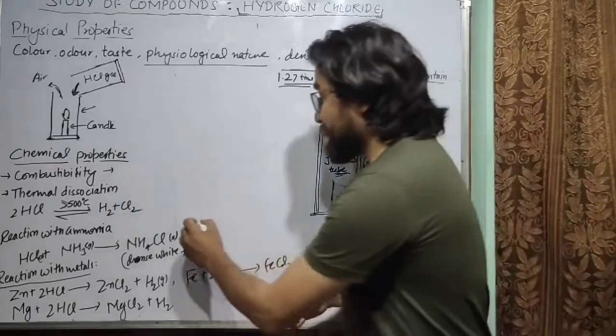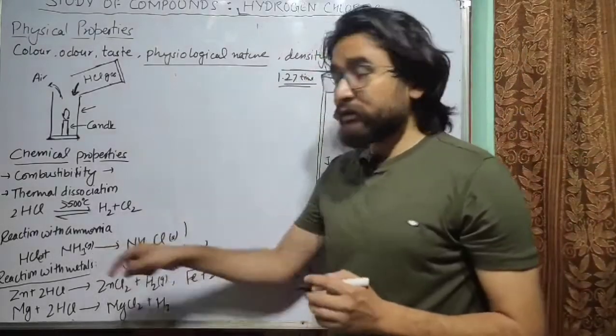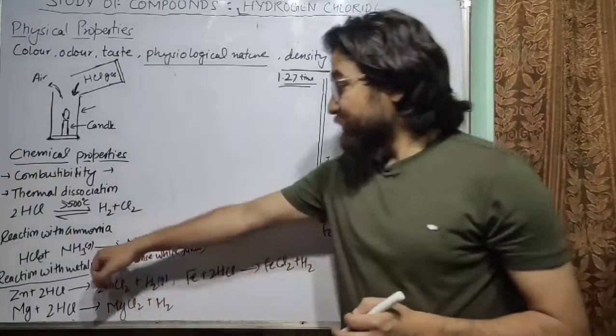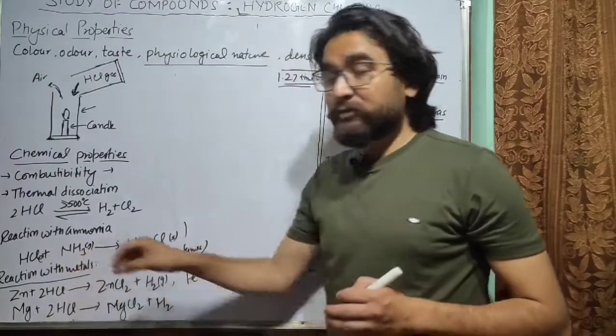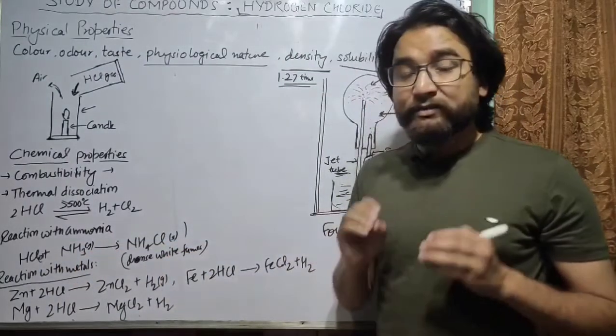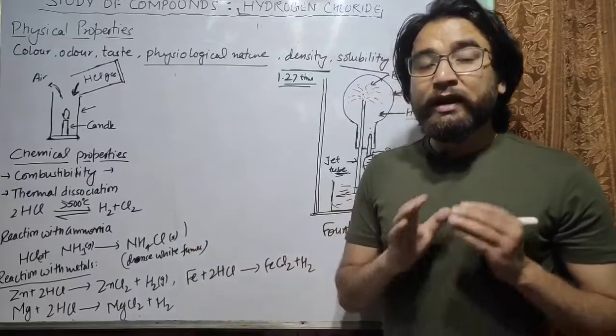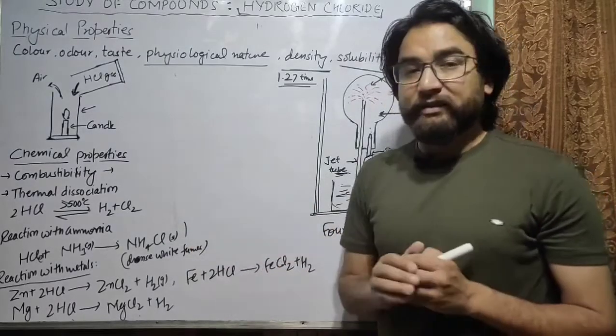Now the reaction with ammonia can be used for identification of HCl gas. Whenever HCl gas reacts with ammonia, it will form dense white fumes of ammonium chloride. So this can be used for identification of HCl gas.